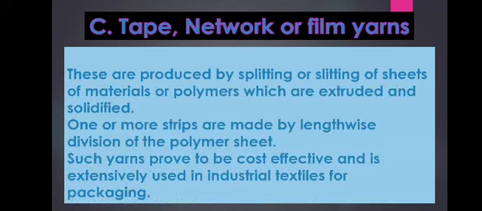Next are the tape, network or film yarns. These are produced by splitting or slitting sheets of materials or polymers which are extruded and solidified. One or more strips are made by lengthwise division of the polymer sheets. Such yarns prove to be cost effective and are extensively used in industrial textiles for packaging. These are long threads cut from a sheet of material lengthwise, so they can be used as a thread. You are very familiar with the packaging strands of plastic, etc. These are the tape, network or film yarns, and the name comes from being cut from films or broad tapes into small threads.